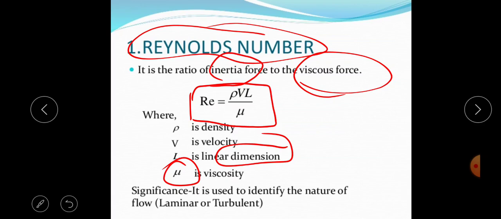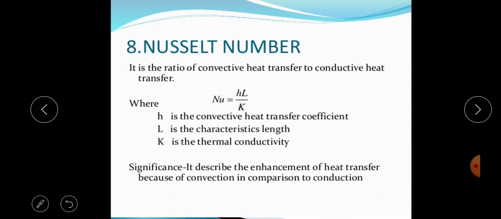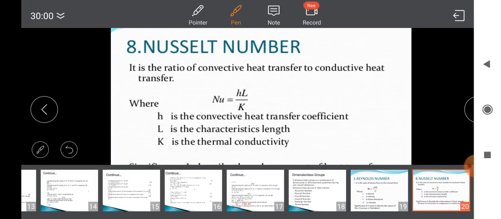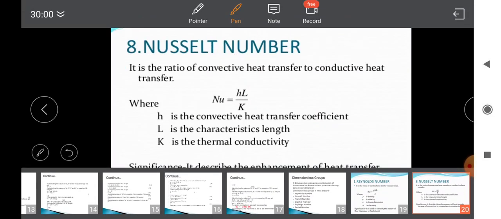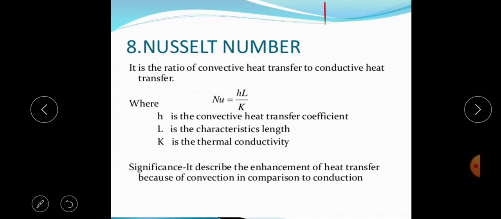So now the question is, what is the significance of Reynolds number? Why do we use it? Significance is that it is used to identify the nature of flow, like whether the flow is laminar or turbulent, we determine with the help of the Reynolds number. So this is the significance of Reynolds number. Next is the Nusselt number.